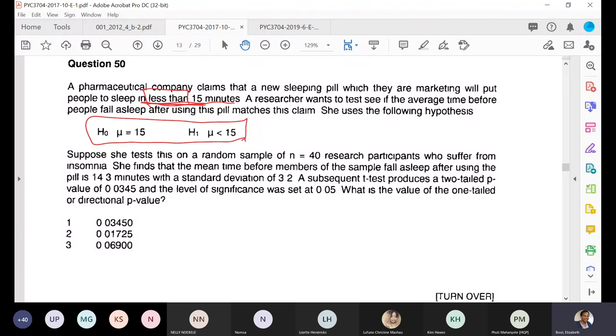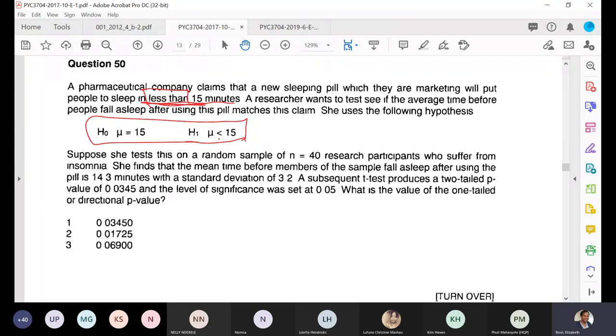If they didn't have that "less than" in there, if they said the marketing will put people to sleep in 15 minutes, then this would have been not equal. Because they say in less than 15 minutes, then it is less than in your alternative.